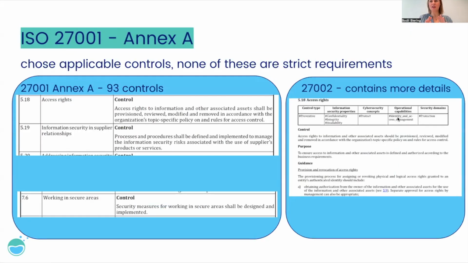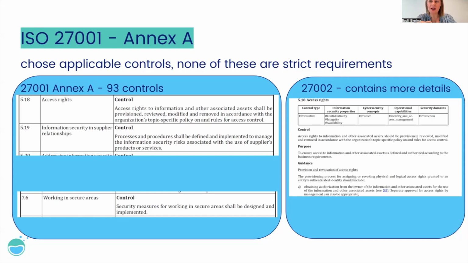And still in the ISO 27001, we have the Annex A. That is a long list with 93 controls. And what is interesting about this is that they're actually not strict requirements. Again, you have to look at each of them and say, are they applicable to our organization? Yes or no? And if yes, then you should implement them. If no, you can say they're not applicable. So in that sense, they're not strict requirements because some of them can be not applicable.